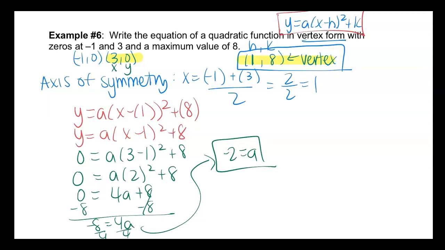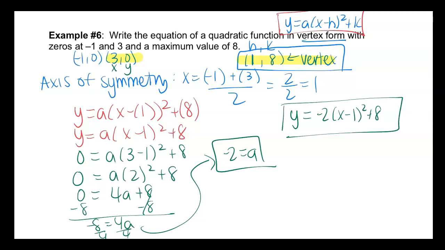So when I write this out in its form, I'm going to make this y equals a, x minus h, which was 1, squared plus k. This is your answer.